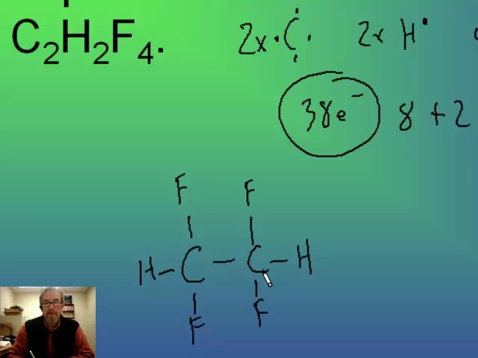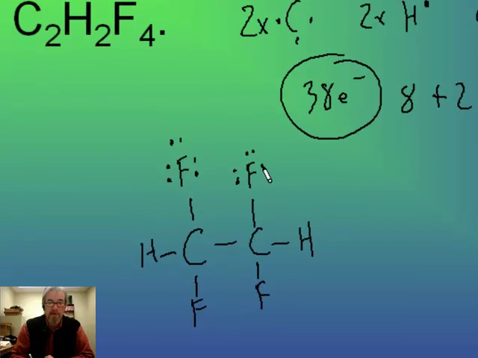Now I fill octets. Okay, hydrogen's good. It only has a duet, and it's satisfied now. Both carbons are surrounded by 4 bonds. That's 8 electrons. But the fluorines each have 3 open sides, and so I'm going to fill those open sides by putting pairs of electrons on each side.